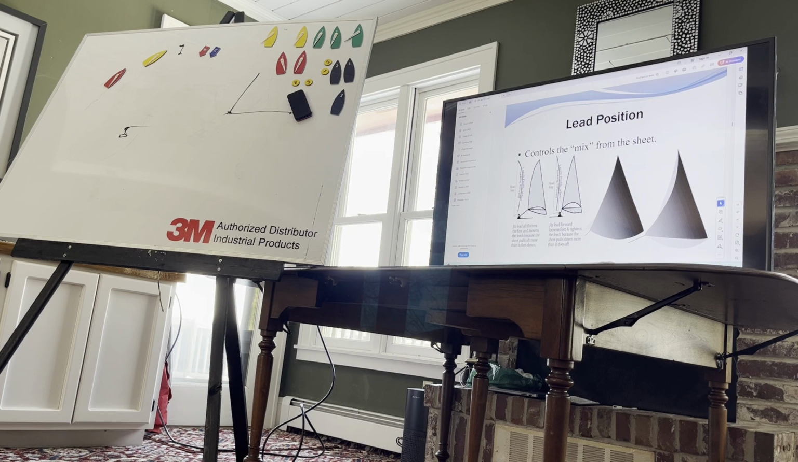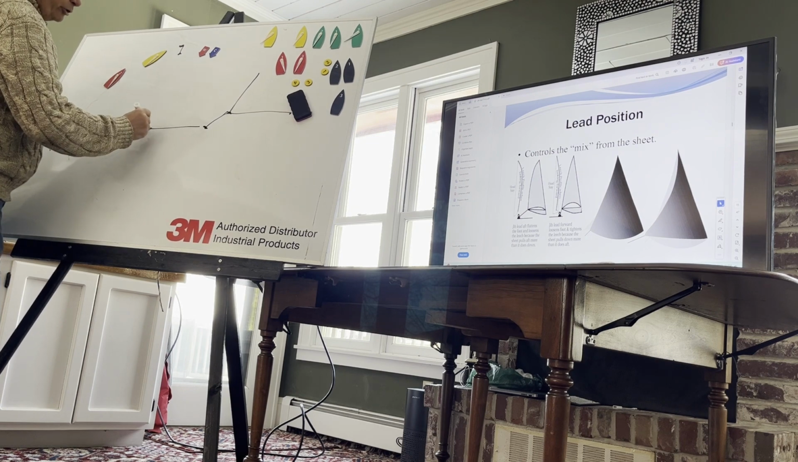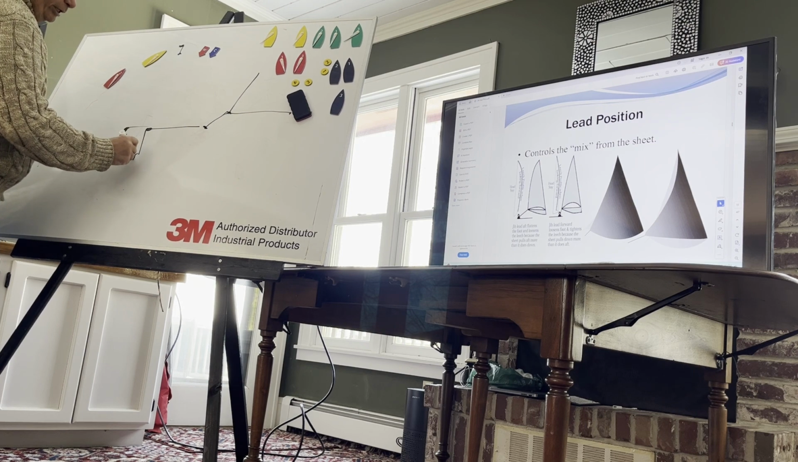Yeah, so your car's up here, and there's your turning block. So it goes down to the boat, get out of here, and then it goes to the turning block, and then to your cleat.